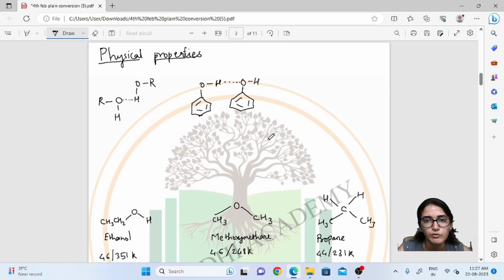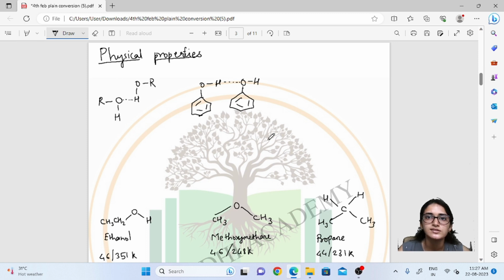Okay, now next we will move on to the physical properties of alcohols. So physical properties means what? Basically we will talk about boiling points, melting points and solubility. Okay, in haloalkanes and haloarenes, we studied how physical properties differ, how boiling points differ. Okay, the same criteria applies here, but there will be a slight change.